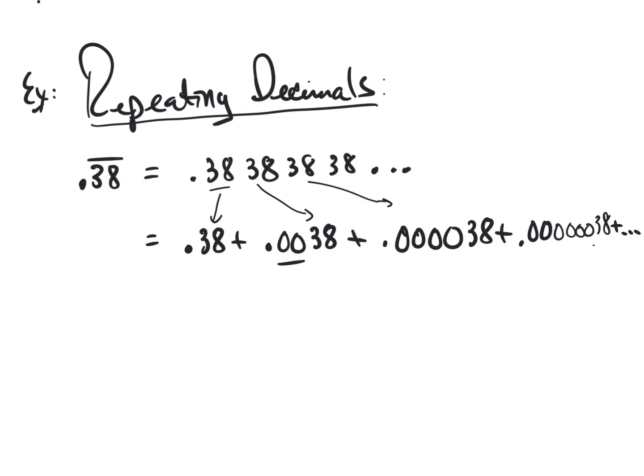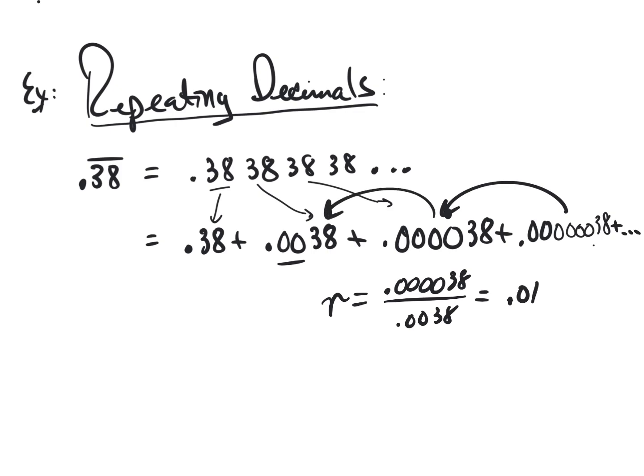But when you look at 0.38 plus 0.0038 plus 0.00038 plus 0.0000038, that forms a geometric sequence. Forgetting about the plus signs for a second, it's geometric because you take any one of those, and I'll just grab this one, and divide by the one that comes before it, and we always get the same thing. In this case, we get 0.01. It works if you grab any of them and divide by the one before, we always get 0.01.